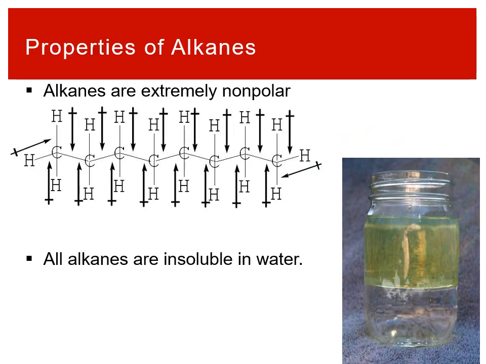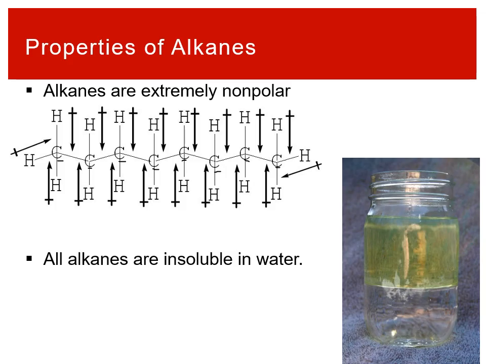So even though we have all of these different structures, the properties of alkanes are still fairly uniform. One of their most important properties is that alkanes are very, very non-polar. We have this diagram here. This is 1, 2, 3, 4, 5, 6, 7, 8 carbon atoms long. So that would be an octane molecule, and it's showing all the dipoles cancel out.